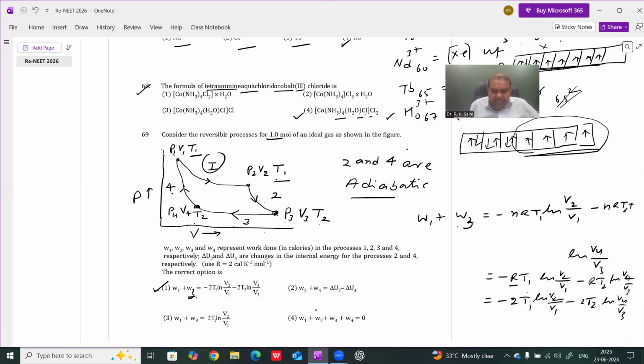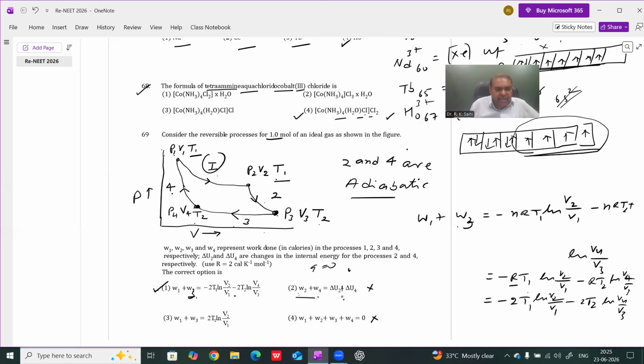Answer first is correct. Second one is incorrect because in the question W2 and W4 both are adiabatic. Therefore, their work equals change in internal energy because in an adiabatic process Q is 0. And W1 plus W4 equals internal energy 2 and internal energy 4 with a plus sign, but given is a minus sign. Therefore, it is incorrect. In case of W1 plus W3, net work is not 0 because work is not a state function.